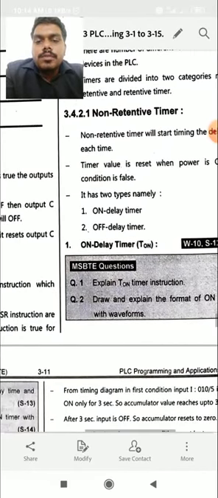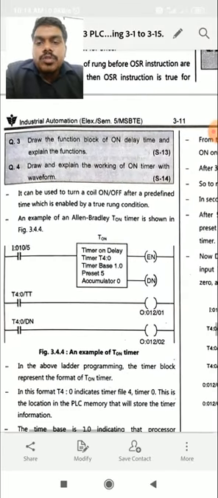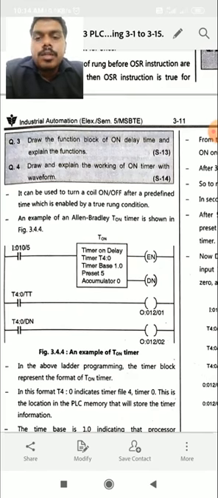Now we will see what is the on delay timer, denoted by T-on. It can be used to turn on or off after a predefined time, which is enabled by a true run condition. It is actually a predefined time. We will define that time, which is enabled or disabled. Mainly we will enable it when the run condition is true.